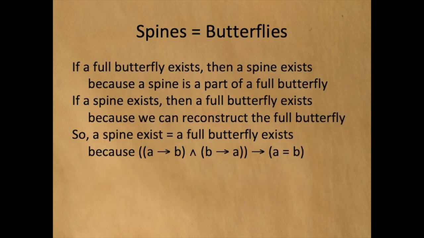Spines represent the same information as complete butterflies. If a full butterfly exists that represents a Hadamard vector, then a spine exists because the spine is simply part of that full butterfly and that spine can represent that particular vector. If a spine exists that represents a particular Hadamard vector, then the full butterfly also exists because the whole butterfly can be reconstructed from a Hadamard vector. We know that a spine exists if and only if a full butterfly exists, because if A implies B and B implies A, then A equals B.